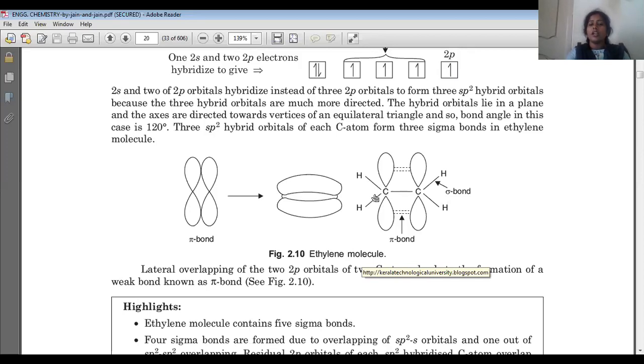sp2 hybridized orbital is there. So, when we are taking ethene molecule, each carbon is surrounded by 2 hydrogens. That's why the s orbital of one hydrogen and the s orbital of the second hydrogen intermix with this carbon's hybridized orbital, so that we will get these 2 sigma bonds. One of the sp2 hybridized orbitals of the first carbon and the sp2 hybridized orbital of the second carbon are involved in this axial overlapping, so another sigma bond formation is possible.